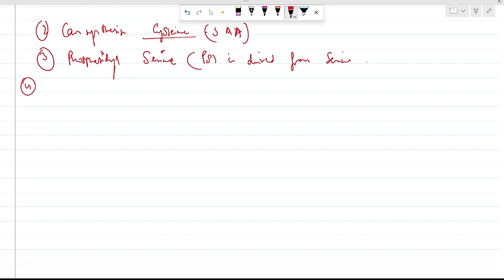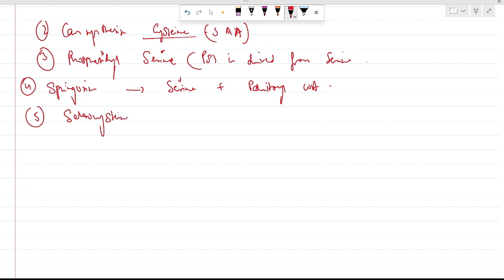Fourth, we have sphingosine. Now this is a combination of serine along with palmitoyl CoA. Fifth, we have selenocysteine. This is our 21st amino acid discovery, selenocysteine. Also serine is involved, cysteine is involved, and selenocysteine is also involved.